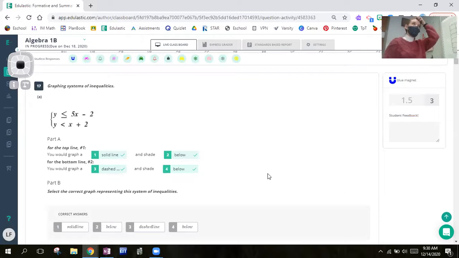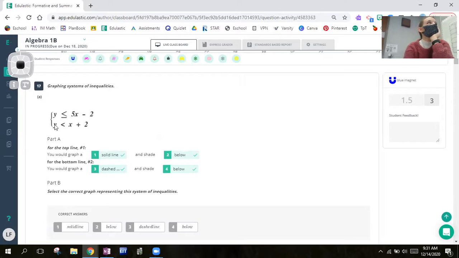Okay, so it gave you a system of inequalities. So you will probably have one similar to this question, but it'll probably just be different inequalities. Okay, so it says for the top line, number 1, meaning this inequality right here, you would graph a solid line and shade it below. So it's already done for us. Because it's less than or equal to, that's going to make it a solid line. And because it's less than, that means we shade below it.